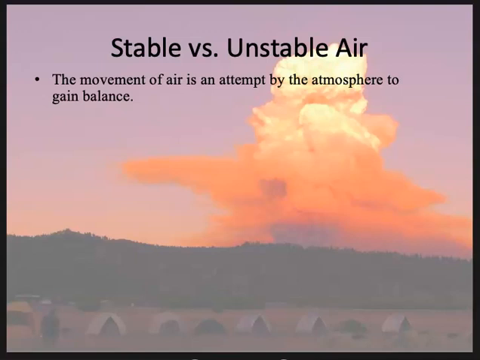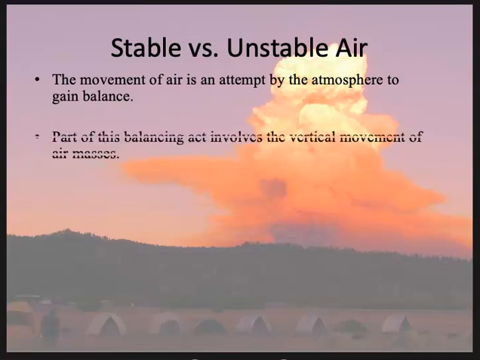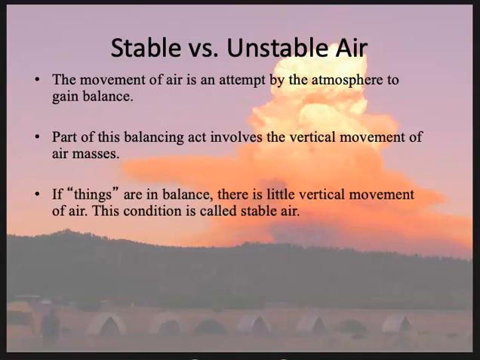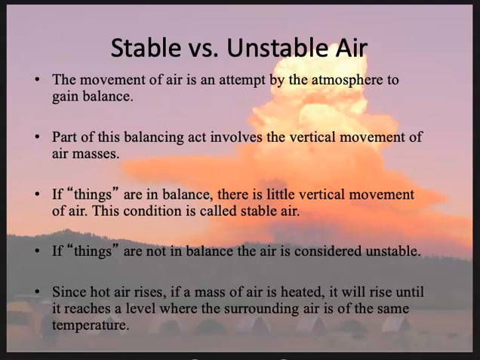We talked about that in the first lecture about the Earth wanting to have balance, and it's constantly seeking it, and that causes our air masses to move around. And part of this balancing act is the vertical movement of air masses. So if things are in balance, there's little vertical movement of air, and we call that stable air. But if things are not in balance, the air is considered unstable, and there is more vertical movement.